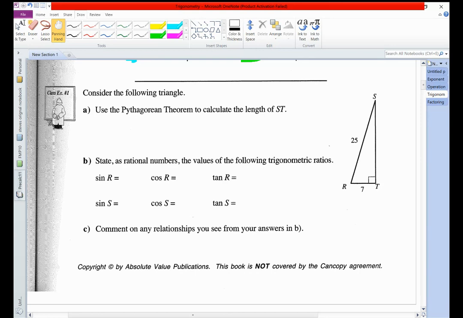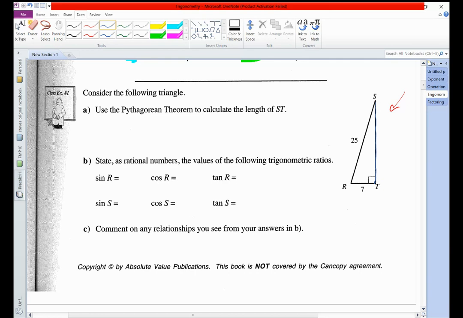So it says here, consider the following triangle. Here's our triangle right here. Use the Pythagorean theorem to calculate the length ST. So the length they're wanting us to calculate is between S and T, and you can see it's the one where we don't have a number.